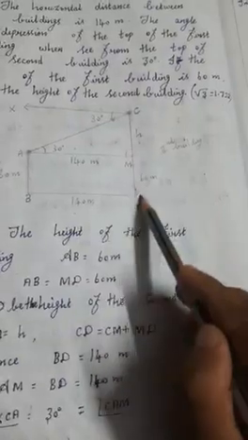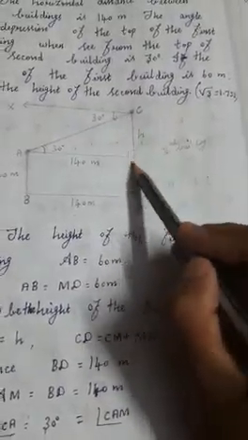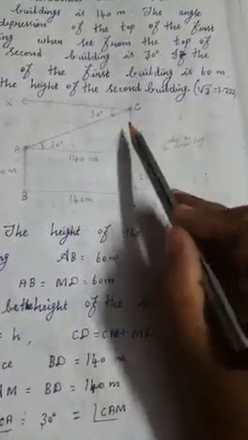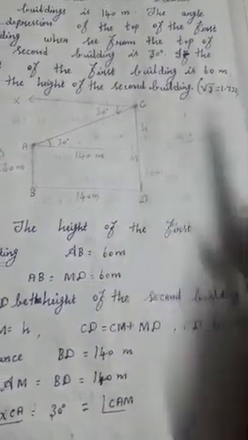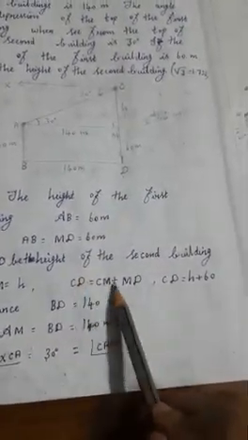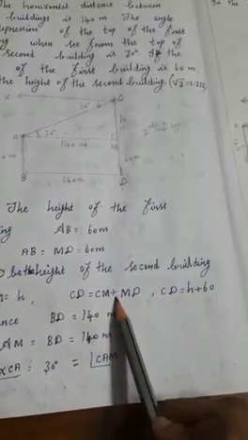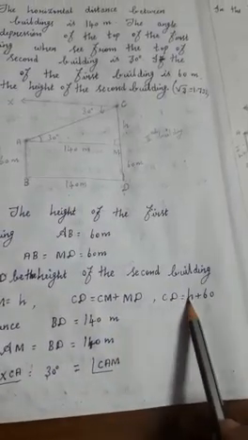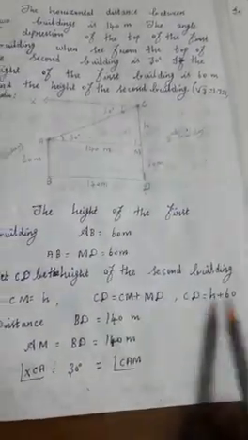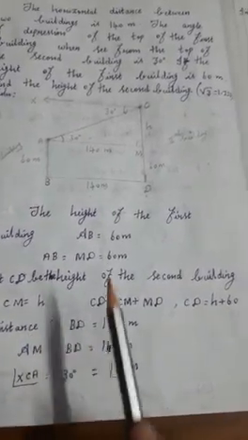Which two lengths do we have to add? CM plus MD. MD value we know, and CM we have taken as height. Height value only we are going to find out. So you have to write CD is equal to CM plus MD. CM we have taken as height, plus MD, which you know is 60. Height plus 60.